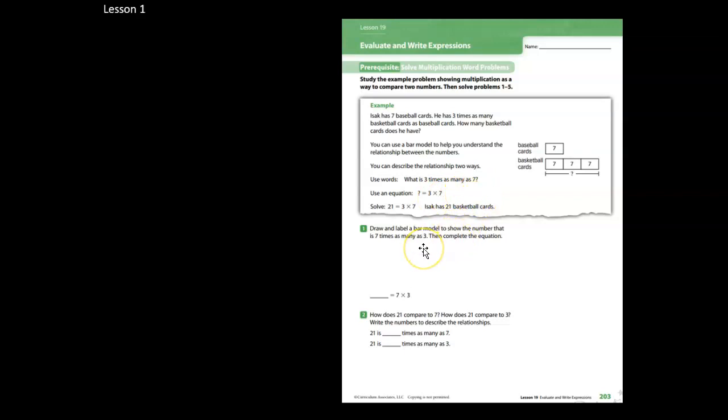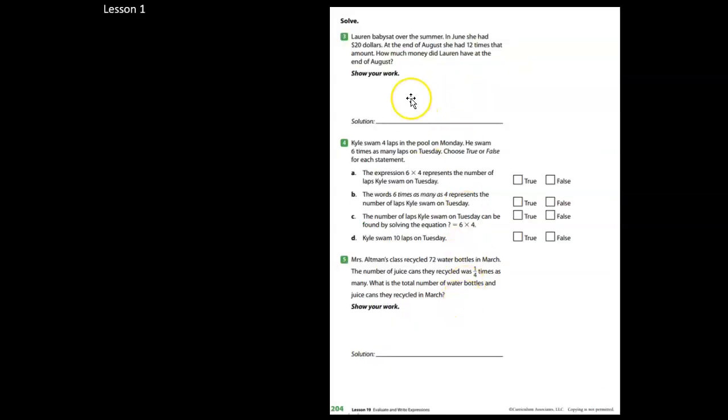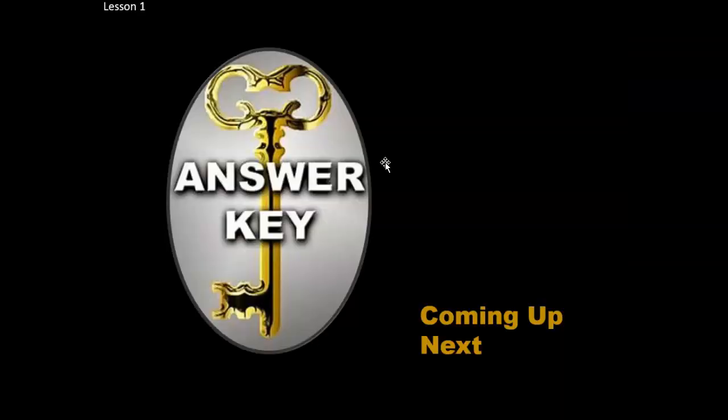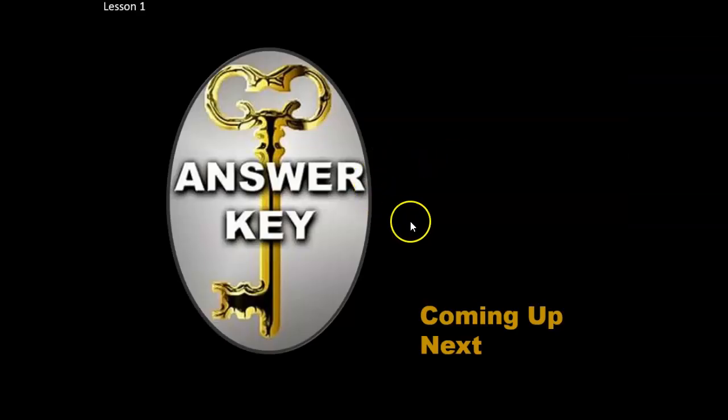I want you to do number 1, which is exactly like this, but it's the same numbers with something changed in the story problem. You are not drawing this. So go ahead and draw the bar model, put your answer right there, do number 2, do all of these, and then coming up next is the answer key. After you get done answering all your questions, you can pause the video. You don't have to turn it off, just pause it, write your answers, and then know that the next slide, the very end of this video, is going to give you the answer key so that you can check your own answers.